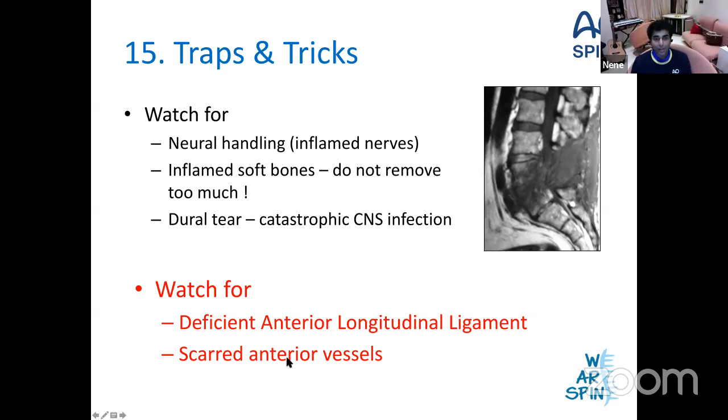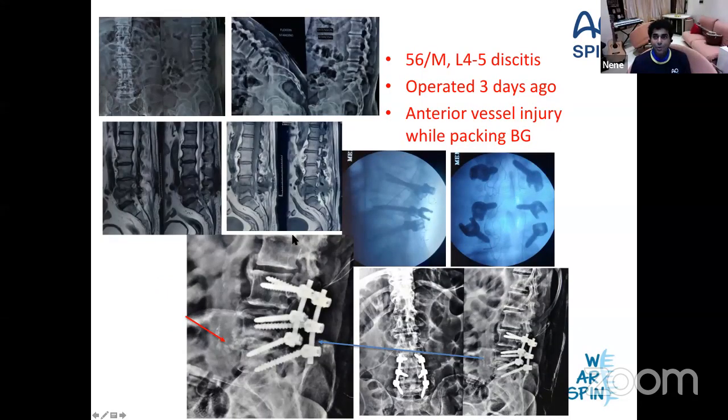Now, what I'm showing you in red is what's going to lead to the conclusion of my talk, which is deficiency of the anterior longitudinal ligament, which is rife in chronic infection. This case happened in our unit 3 days ago. I think today is Friday. This happened on Tuesday. I was not the lead surgeon. My associate was the lead surgeon. You can see it's a chronic discitis, which because of instability was operated. And a simple bone grafting was done.